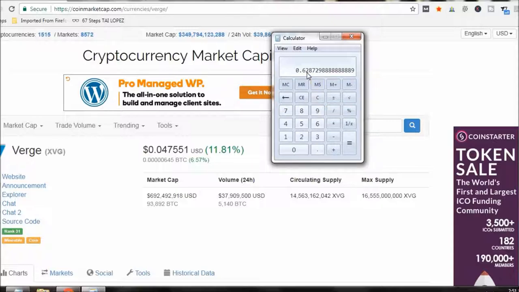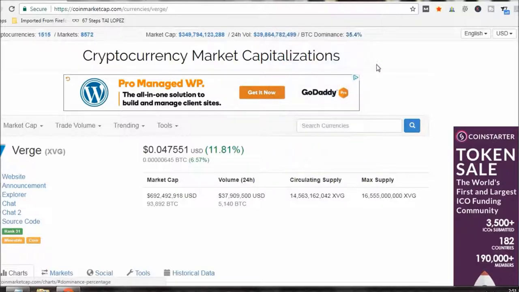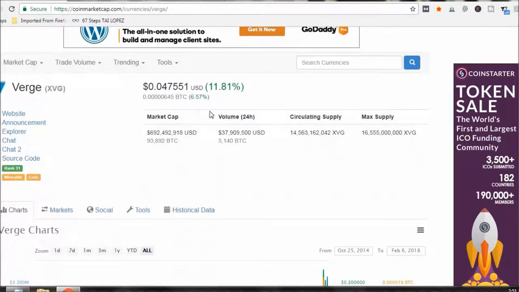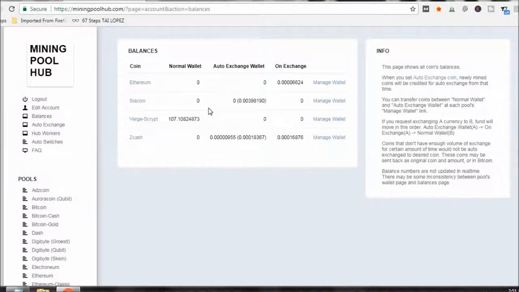So say 62 cents a day times 3. If the price of Verge goes up by 300%, or 3 times, each of those cards could be bringing me in $1.88 a day, at least as far as my calculations are concerned, which isn't bad on the current price they are now. So I'm just going to mine these coins and just hold them.